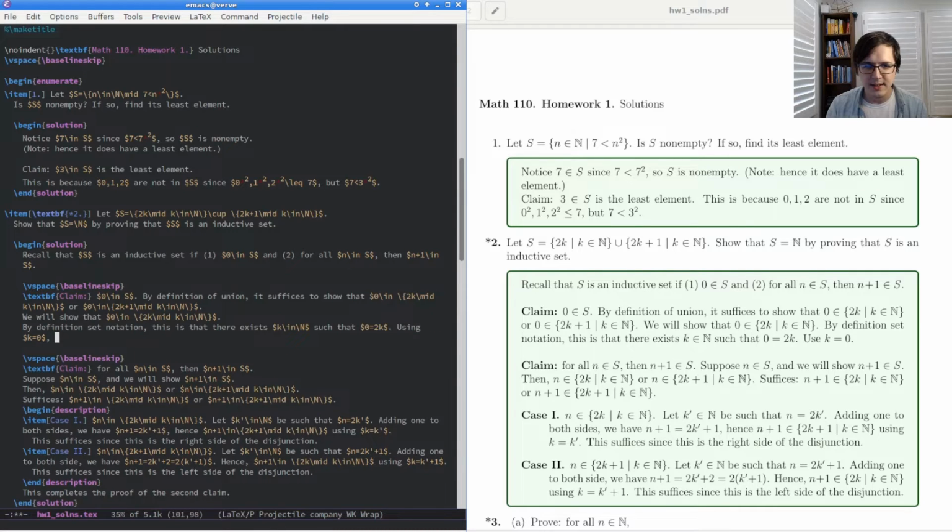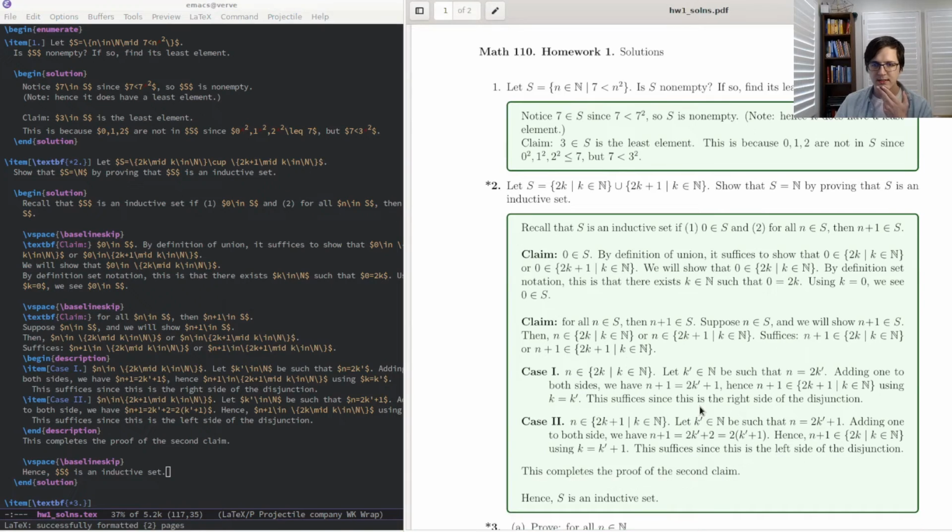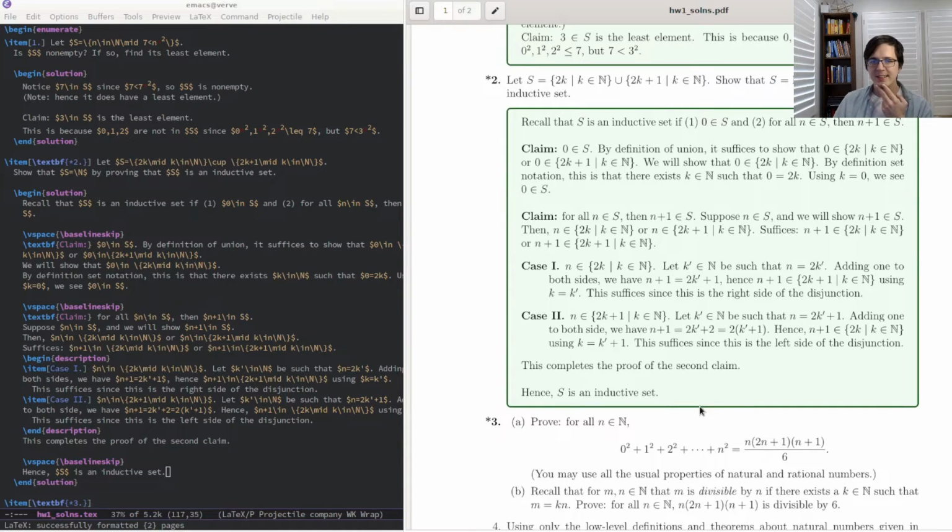So using k equals 0, we see zeros in S. Okay. So I'll just do another baseline skip, get a little space, and hence S is an inductive set. Okay, well that's a proof. More wordy than it strictly needs to be, but it's better to show you more words than fewer. That's what I figure. So long as they're not irrelevant words.